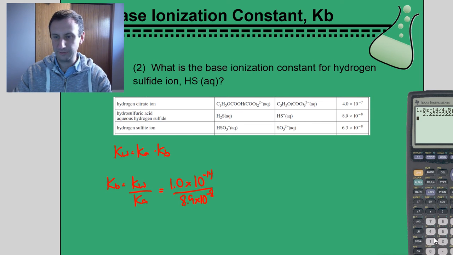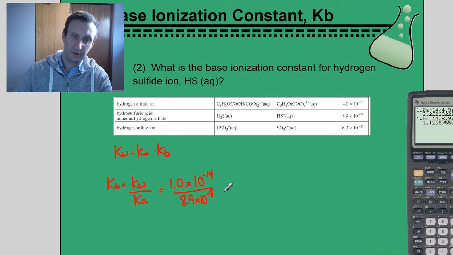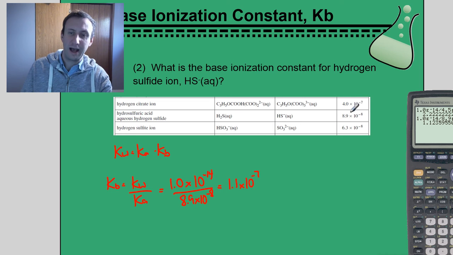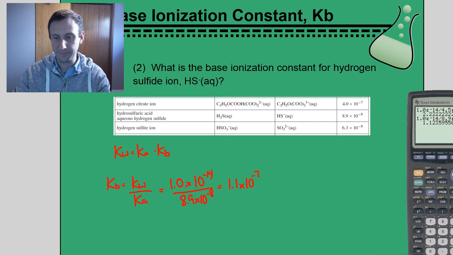If I plug this into my calculator, 1.0 EE negative 14 divided by 8.9 EE negative 8, I have 1.1 times 10 to the negative 7. So this is my Kb for hydrogen sulfide ion that I found right here. And again, I found that from my Ka. Perfect. Another example, now we're going to, oh, no, we're not going to find hydroxide concentration.